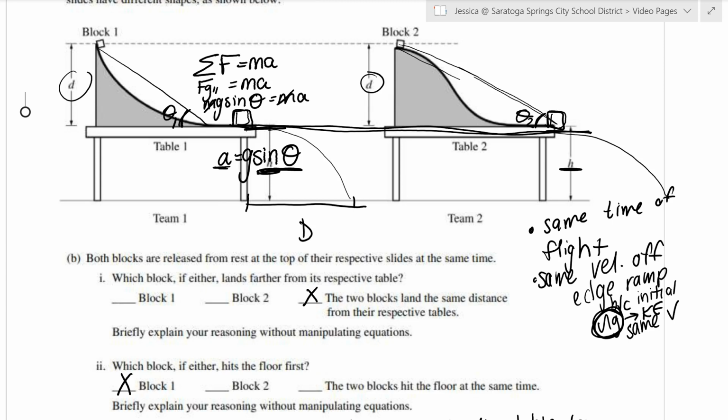Block 1 is on a steeper incline, so block 1 has a larger acceleration, and I went through forces why block 1 has a larger acceleration. Okay, so if I'm traveling the same vertical distance but with a steeper angle, that larger acceleration is going to lead to less time that it takes to get down the incline. Less time than it takes to get down the incline, meaning table 1 is going to hit the ground first because the height off of the table is the same.